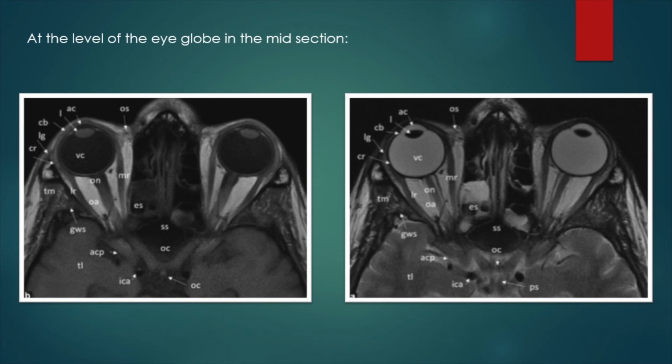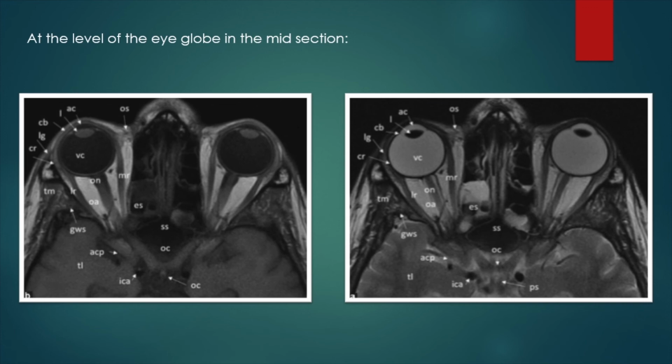And at the level of the eye globe, that is in the midsection, this is the T1 weighted image, and this is the T2 weighted image, like we could make out from the difference in the CSF and the gray matter. So this is the orbital septum. This is the anterior chamber, lens, ciliary body, this lacrimal gland, and this is choroid and retina, and this is the vitreous cavity, optic nerve, which we could see here.